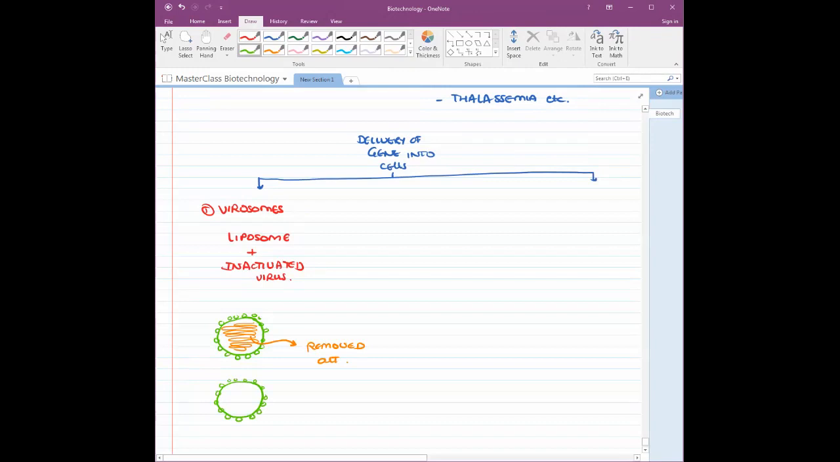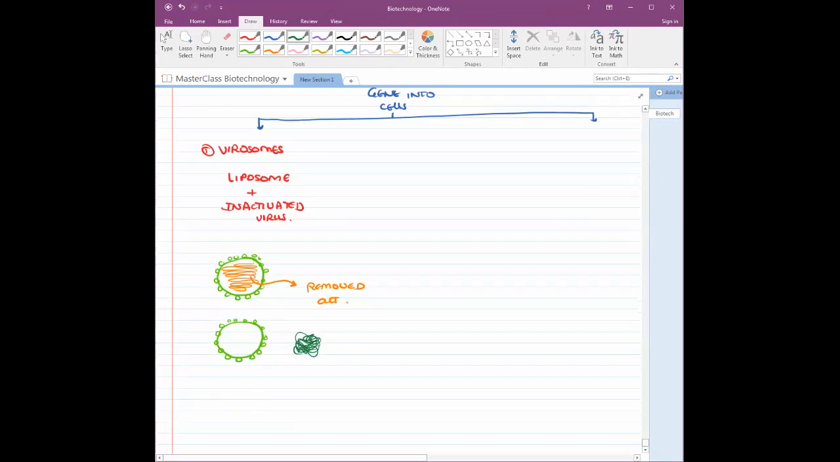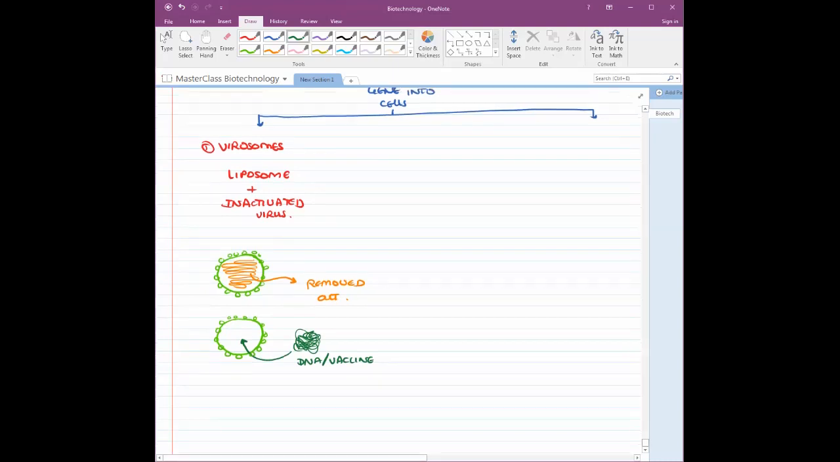Now what are you going to do? You are going to take the vaccine. We had said either you take the vaccine or you take the DNA. So let's say this is either the vaccine or the DNA, whatever you wish to insert into the virosome. So this is the DNA, or you can take the vaccine. You are going to take this and insert it into this virosome.